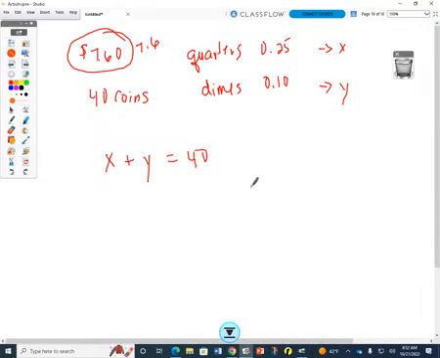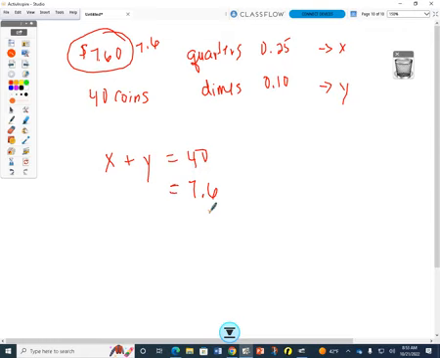Okay. So now we need another equation. We know in total there's $7.60, or altogether there's $7.60. That means they equal $7.60. So guess what? My second equation is going to equal. What's it going to equal? $7.60. I'm going to use the 7.6 there. So I know that the quarters and the dimes, add them all together, they equal $7.60. But we've got to have a way to write that using our variables.